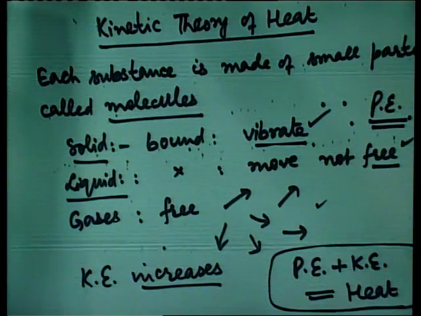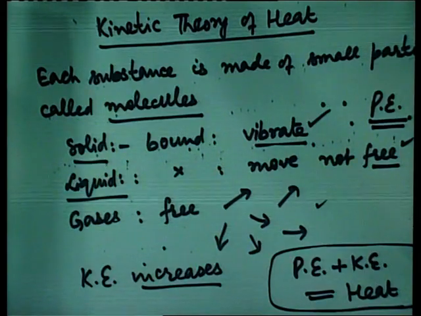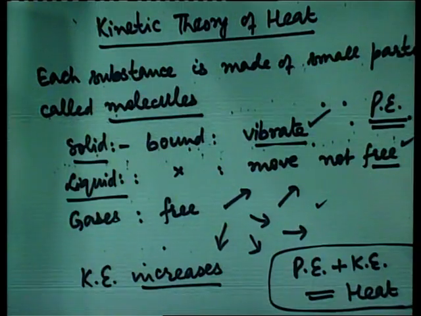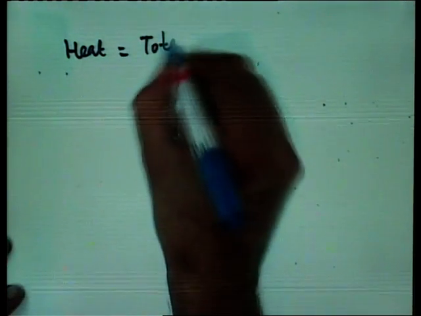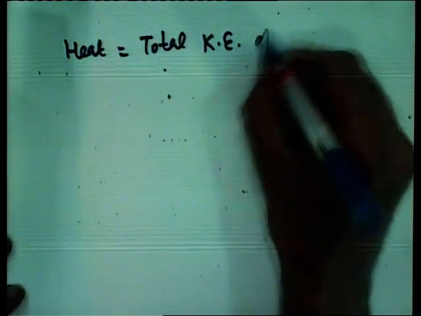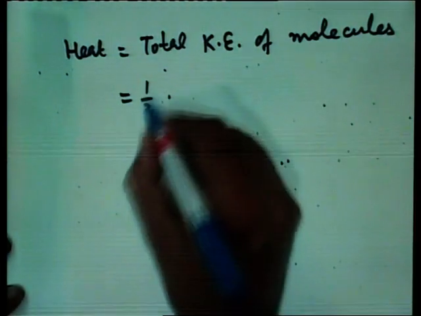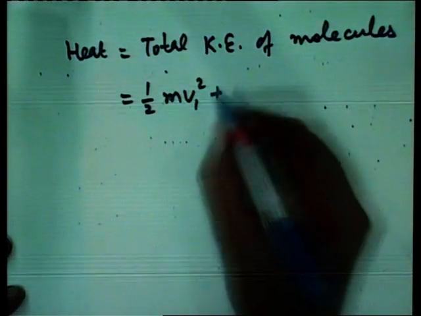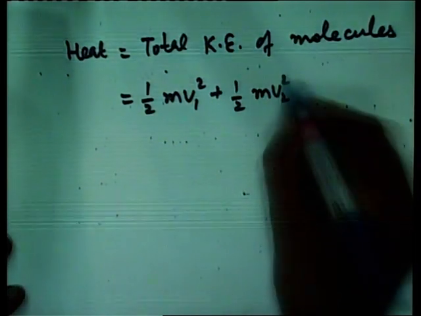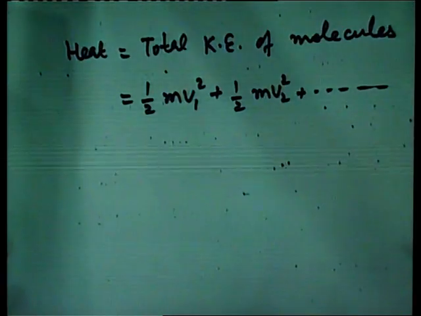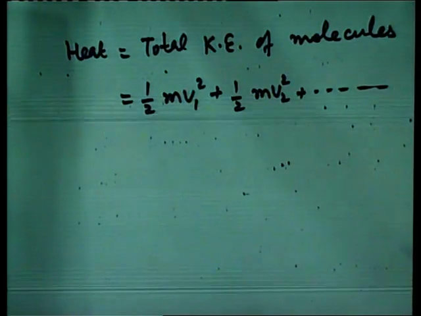So, this is called the kinetic model of heat, or how heat is explained on the basis of kinetic theory. If we take only liquid or gas, then we can say that heat is equal to the total kinetic energy of molecules, which is equal to half m v1 square plus half m v2 square, and so on. So, the total kinetic energy of molecules is equal to heat.